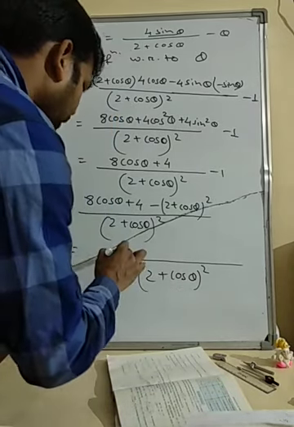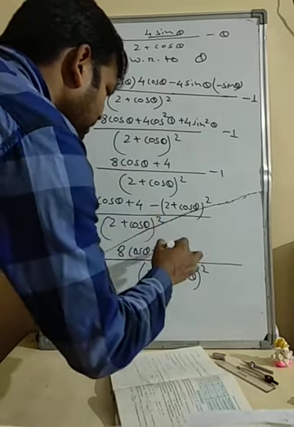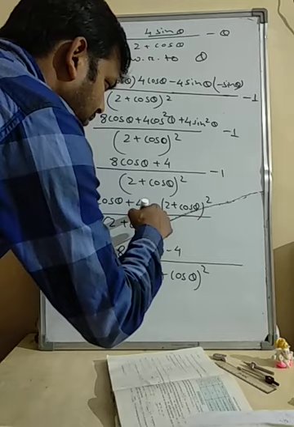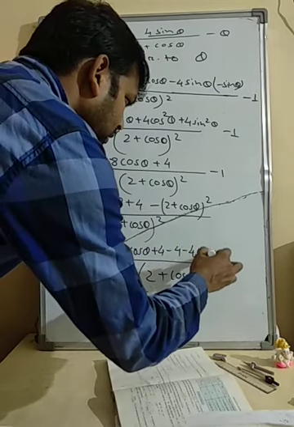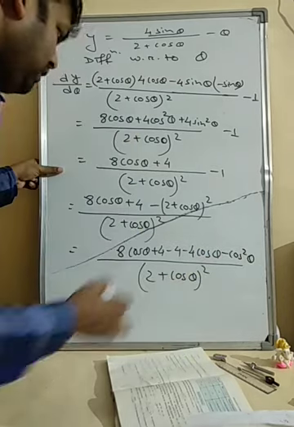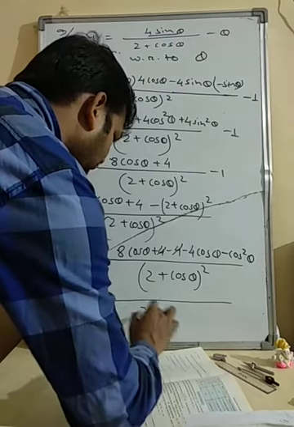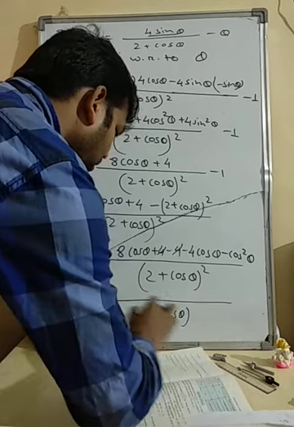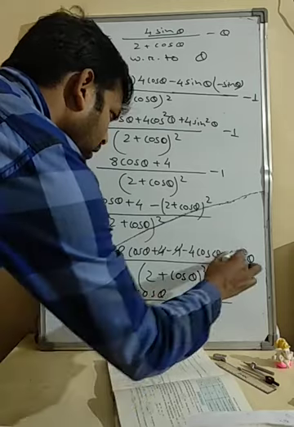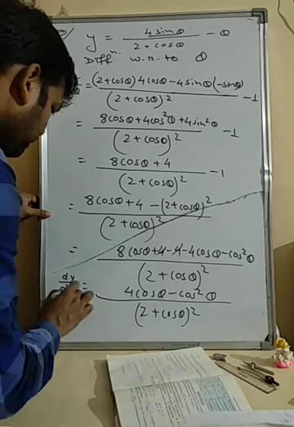So here it is 2 plus cos theta whole square in the denominator. In the numerator it is 8 cos theta plus 4, and minus is there, so minus (a plus b) whole square: 2 square is 4, twice ab is plus 4 cos theta, but minus is there, so minus 4 cos theta, then plus cos square theta, but minus is there, so minus cos square theta. Let's see, plus 4 minus 4 cancel, so ultimately I got 8 cos theta minus 4 cos theta, that is 4 cos theta, then minus cos square theta. So this side is dy by d theta.